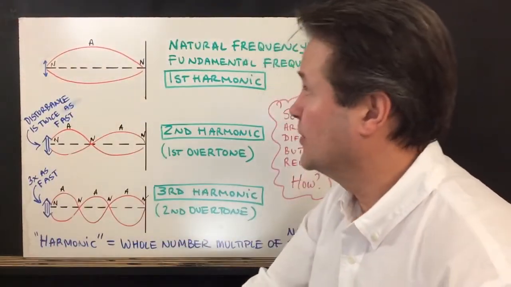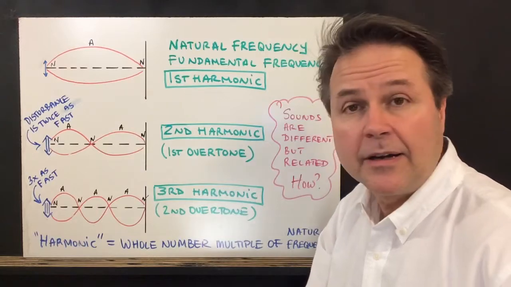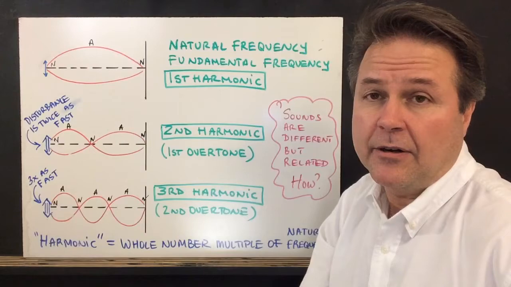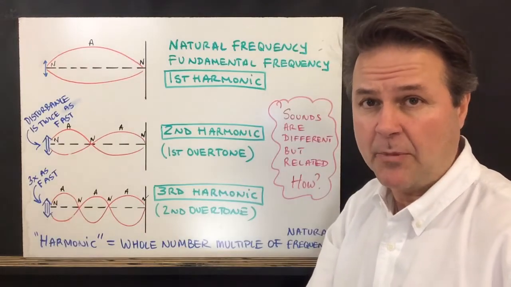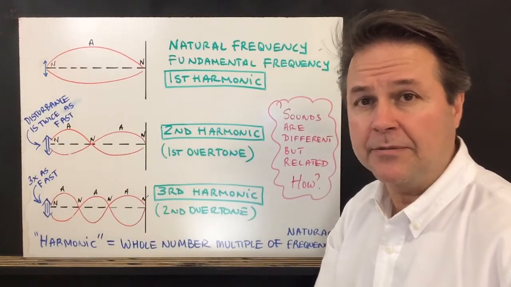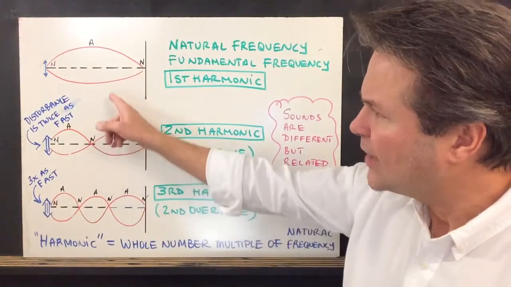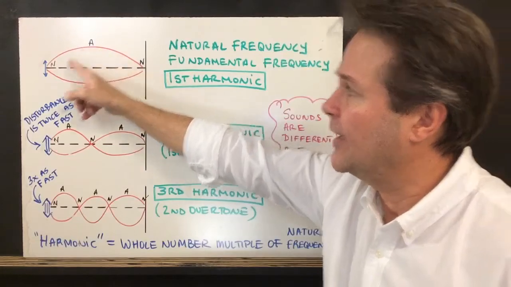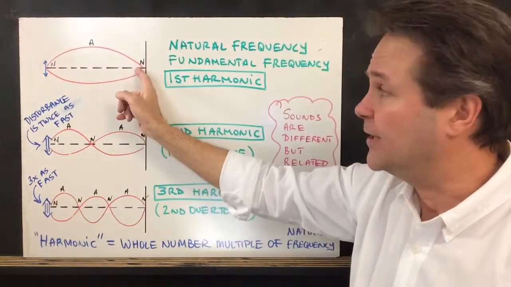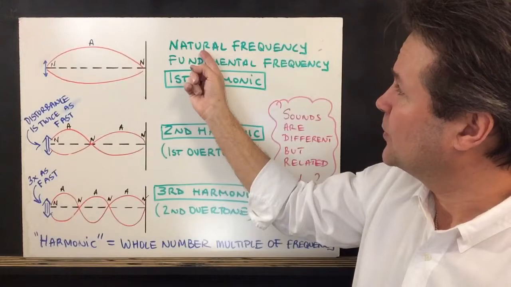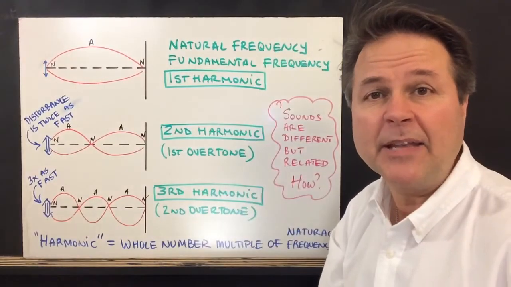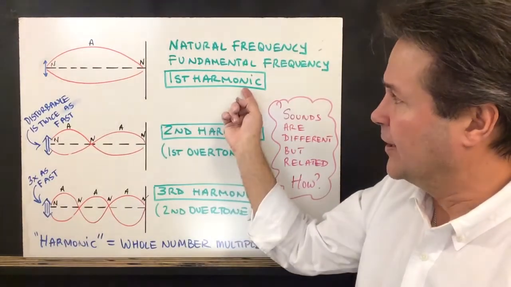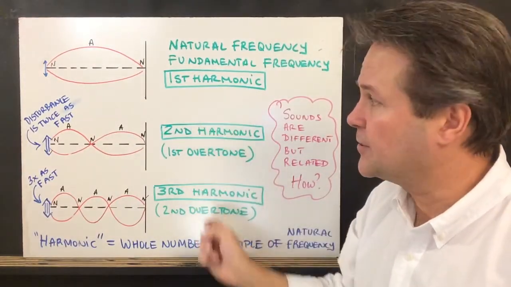Now we're going to look at the first 3 harmonics produced on a string. There are actually an unlimited number of harmonics, but we'll look at the first 3 and you'll understand the rest. So the fundamental frequency, of course, only has 1 antinode, and we see that it has 2 nodes in it. The natural frequency is also called the fundamental frequency, the basic frequency. And we call that the first harmonic because it's the first in a series.